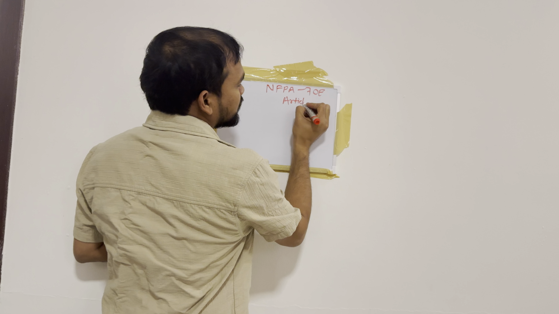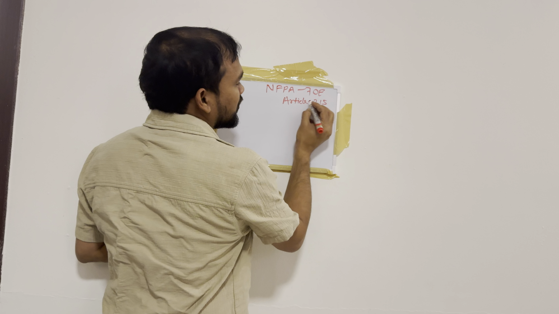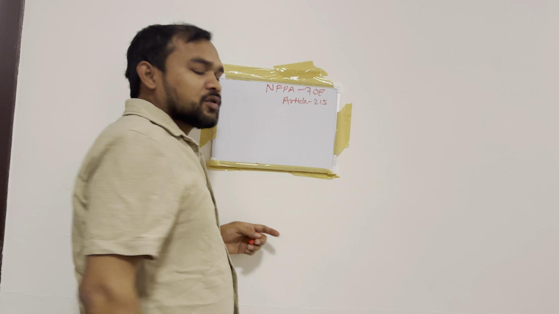Article 215. This article belongs to premises wiring. Premises wiring is like we have a home, a business office, or a compound dwelling unit. So what is this premises wiring, and what does this article cover?